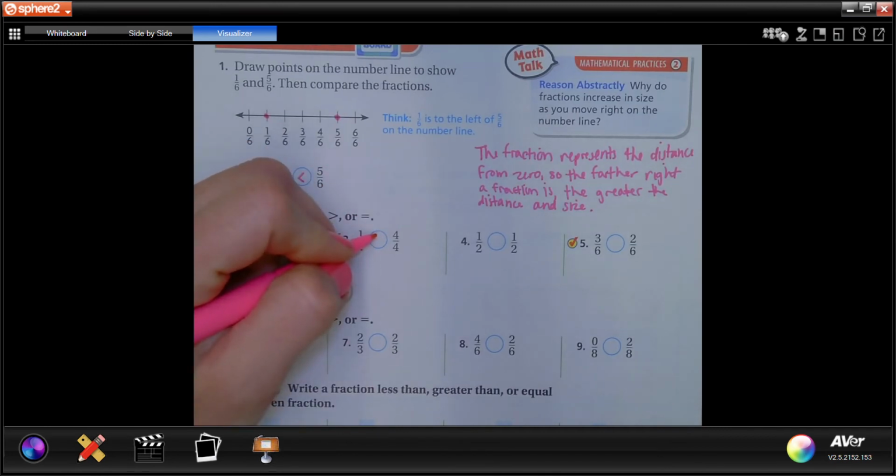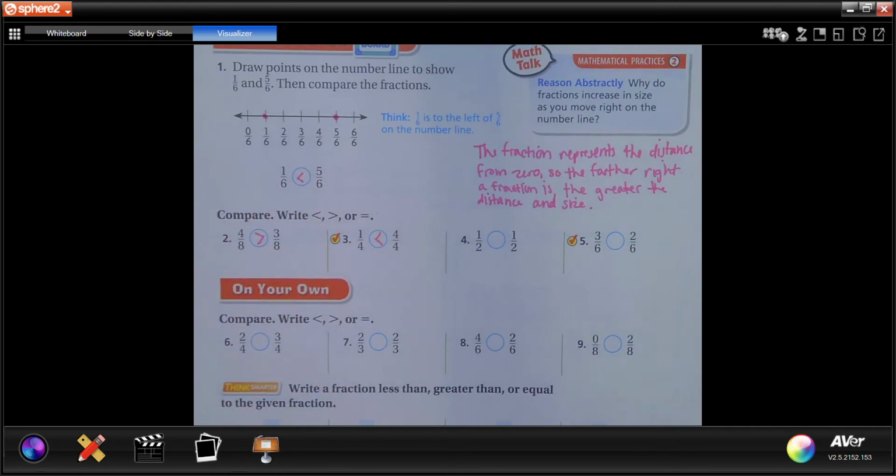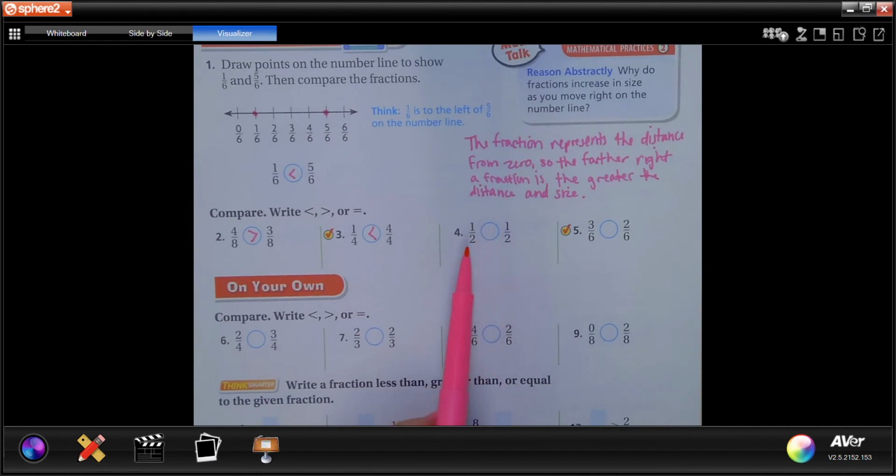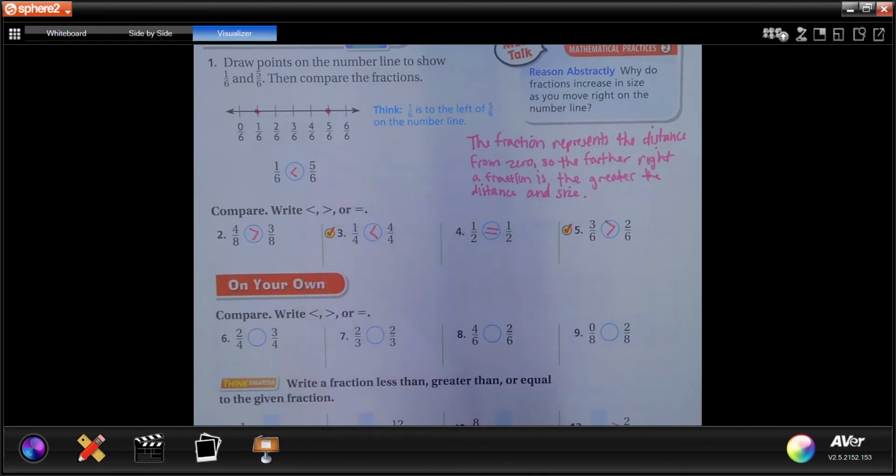So 1/4 is less than 4/4. We have 1/2 and 1/2. They have the same denominator and the same numerator, so they are equal. 3/6 and 2/6. Well, we have the same denominator of 6, so we know that 3 is greater than 2, so 3/6 is greater than 2/6.